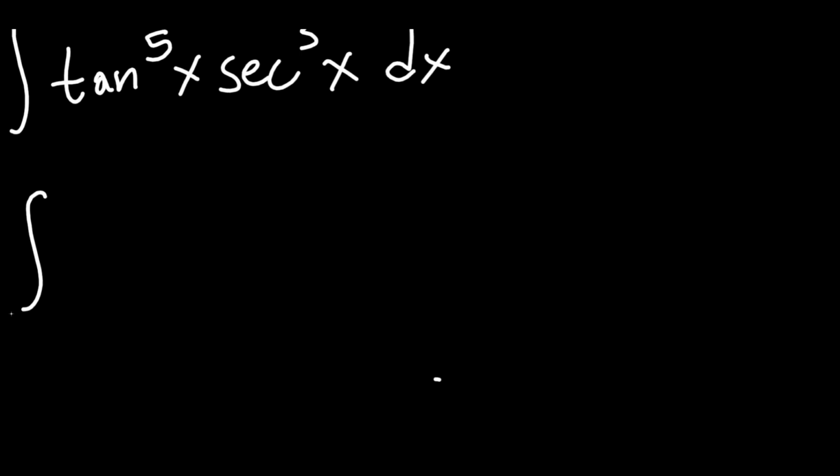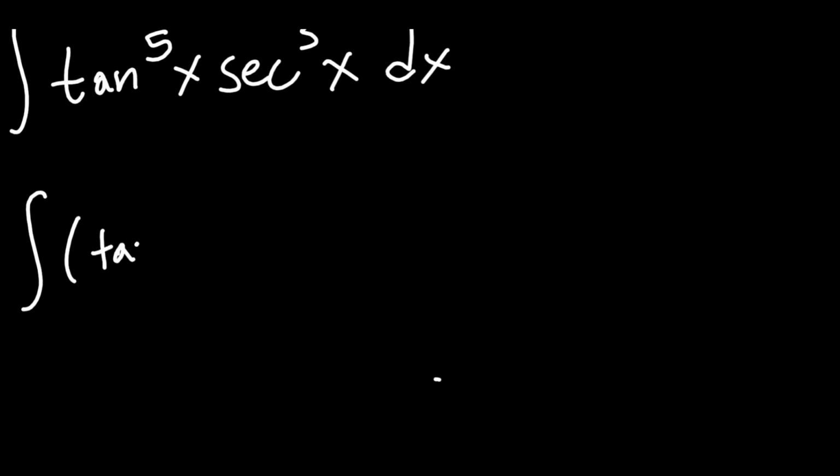In this case, we have a tangent to the 5th. Now, if this was like tangent to the 4th, maybe we could do tangent squared, and then we can do something with that tangent squared on the inside. But we have a tangent to the 5th, so we'll have 1 left over. And the same thing with that secant to the 3rd, we're going to have an additional secant left over if we use the secant squared. So we're just going to have to try it and see how it goes.